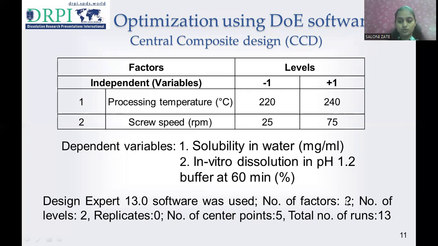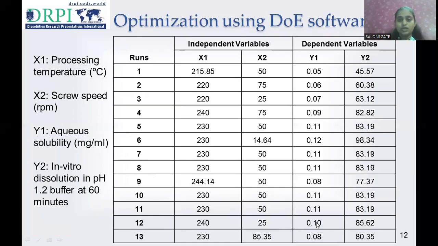Number of factors used were 2, number of levels 2, replicates 0, number of center points 5, and the total number of runs was 13. These are the 13 runs which were shown in the CCD model. Now, x1 is the processing temperature, x2 is the screw speed, y1 is the solubility, and y2 is the in-vitro dissolution in pH 1.2 buffer.